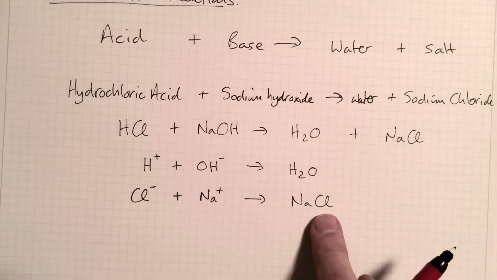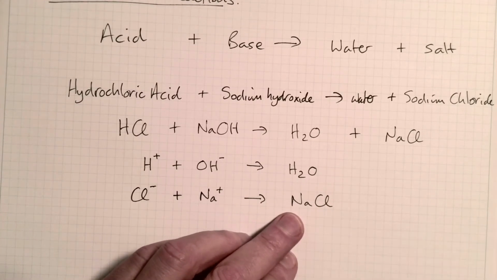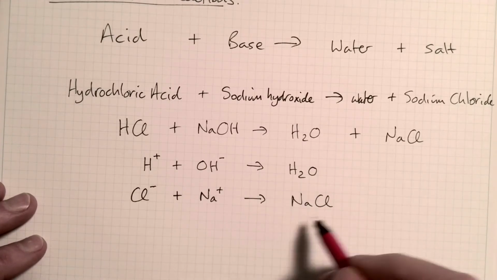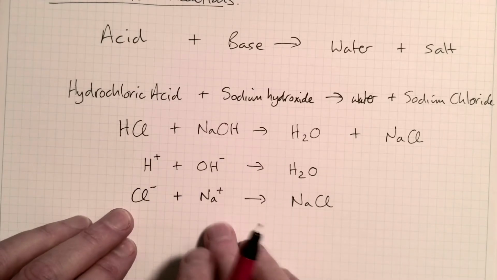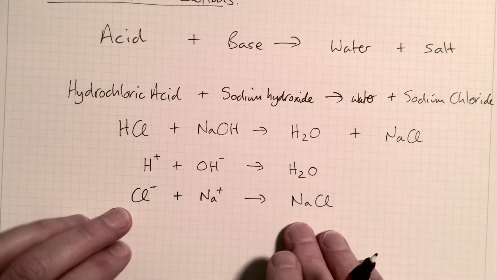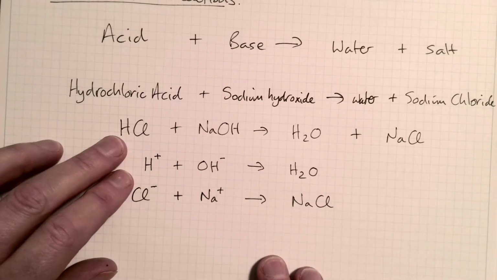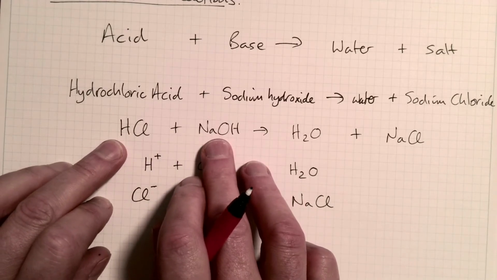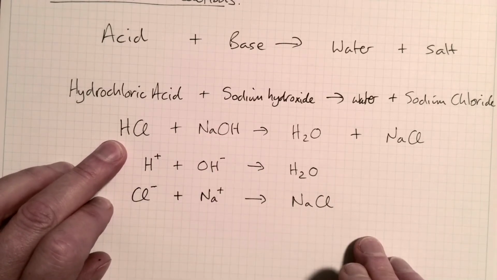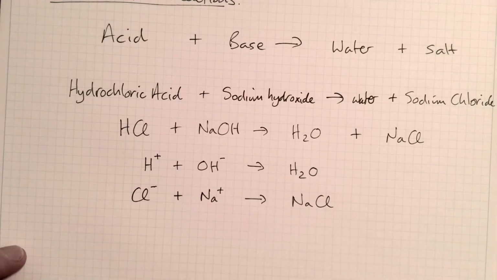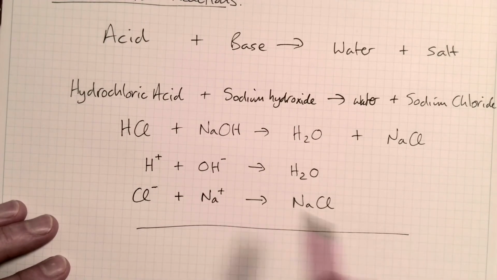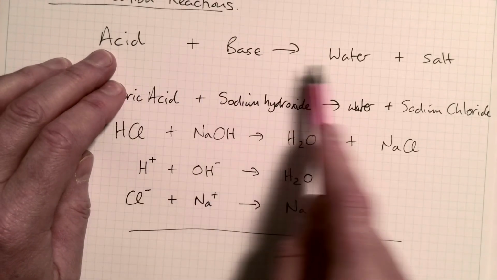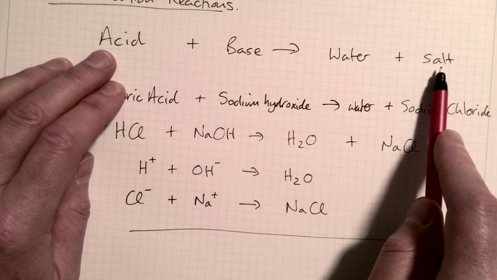Now, it so happens that the salt, in this case, is the same as table salt, which is really where the name comes from. But all acids and bases, when you react them, will form salts, and they'll form salts of different kinds. So, for example, if I was to react sulfuric acid with sodium hydroxide, I would get sodium sulfate. All right? So there you go. There's your general formula, general reaction equation for neutralization reactions.